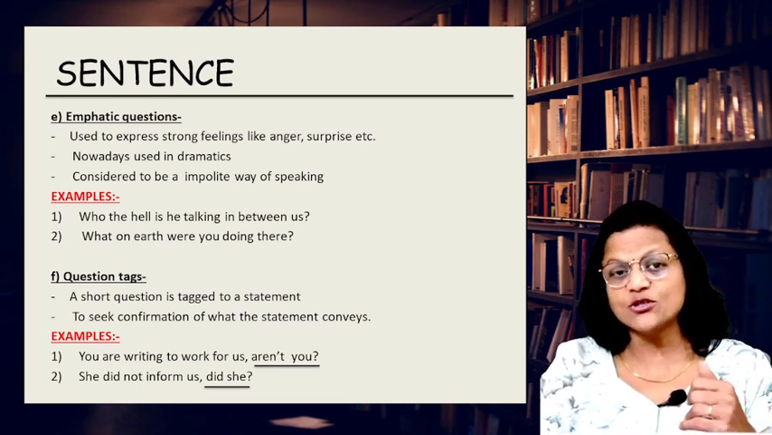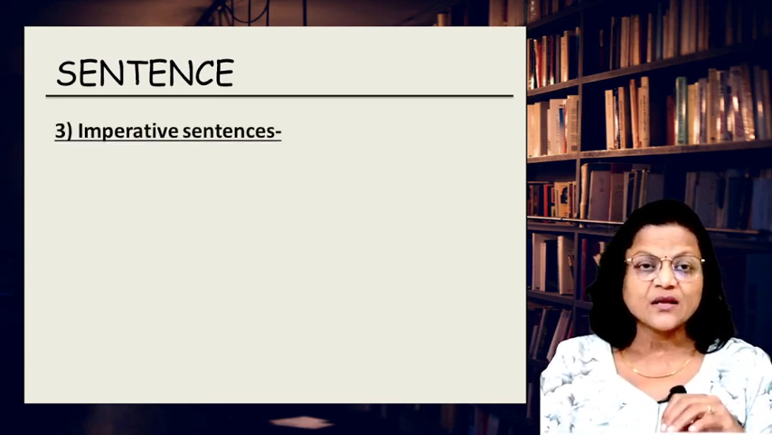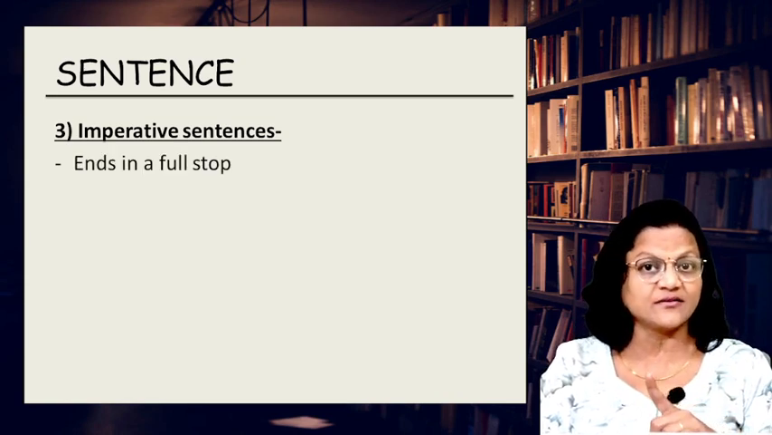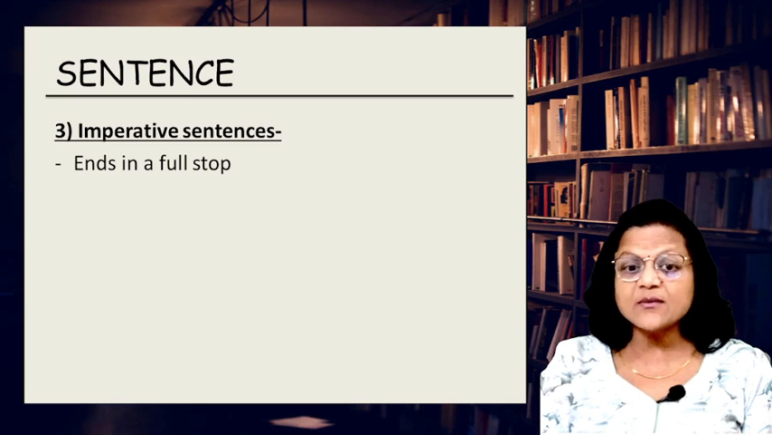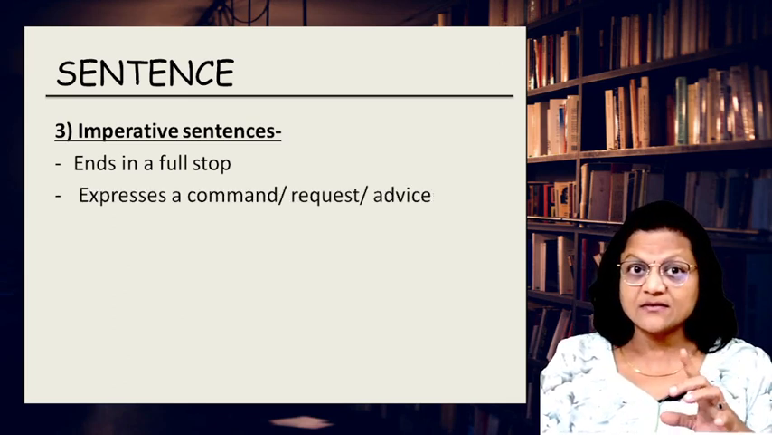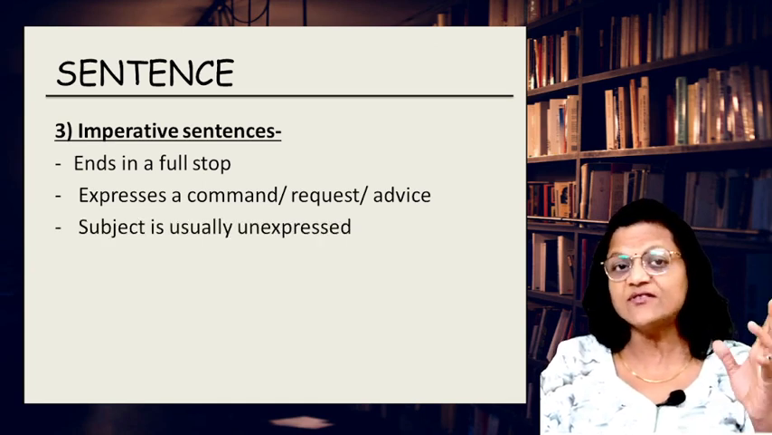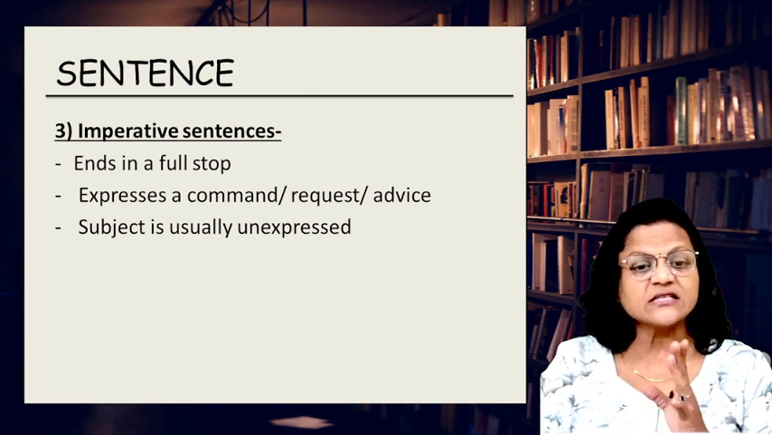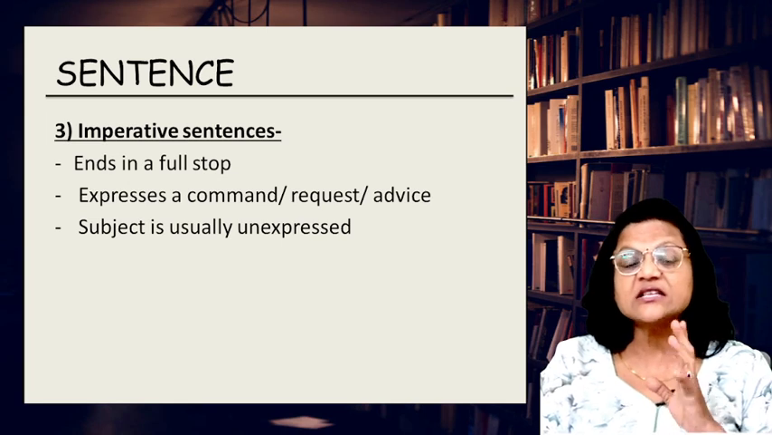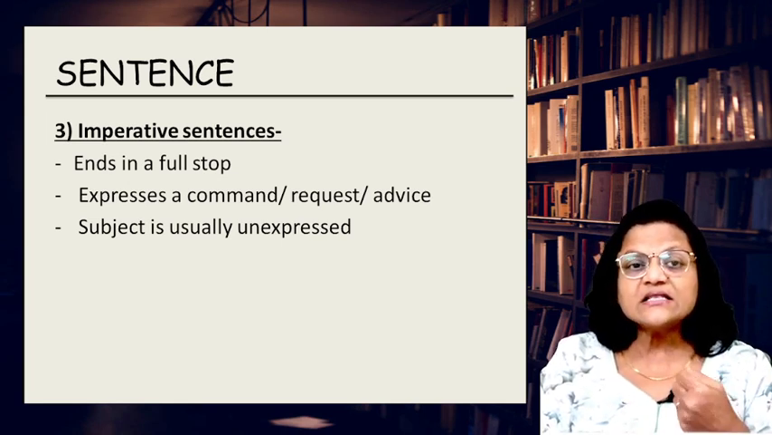Let's move on to the type 3 sentence, and that is imperative sentences. Imperative sentences always end in a full stop, like the declarative. They express a command, a request, or advice. But in a declarative sentence, we have the subject. In imperative sentences, we do not have the subject. Here, the subject is not expressed. It is usually unexpressed. It is just understood.